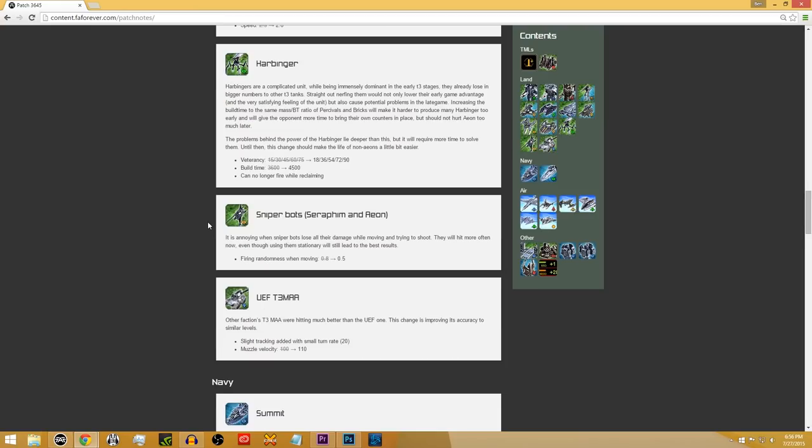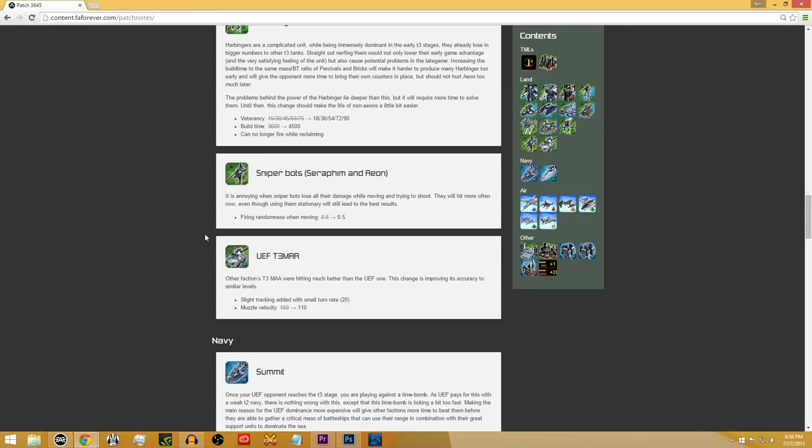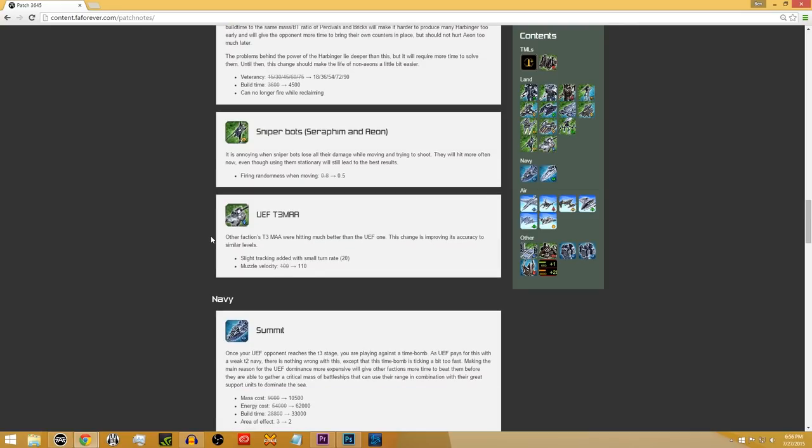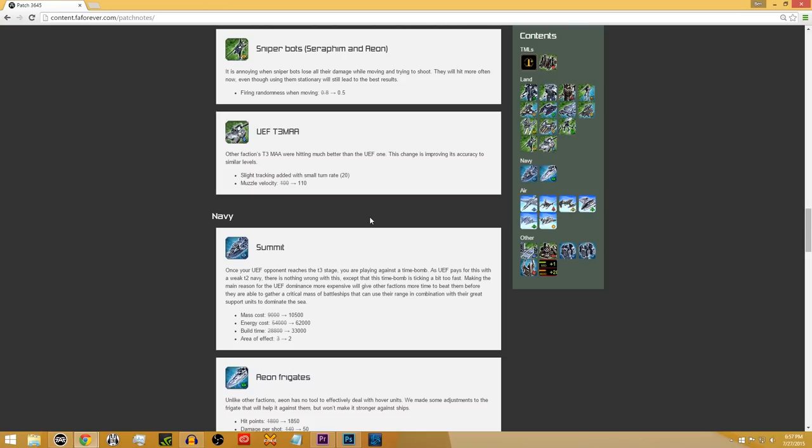Moving along to sniper bots, the firing randomness while moving was lowered on the Seraphim and Aeon sniper bots, and that is to help them counter, not Authams, Brix and Percivals like they're supposed to. And then a little fix for the UEF, T3 mobile anti-air, muzzle velocity up and accuracy improves so it hits reliably like the other factions.